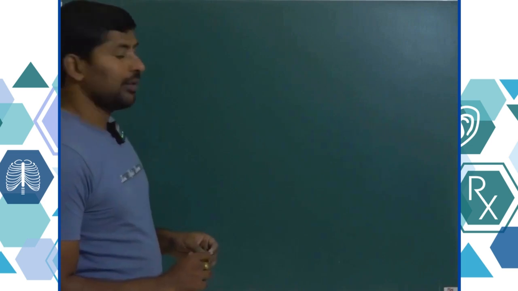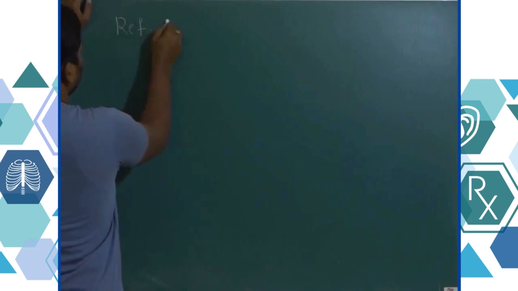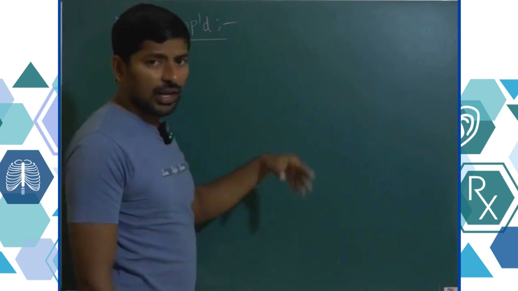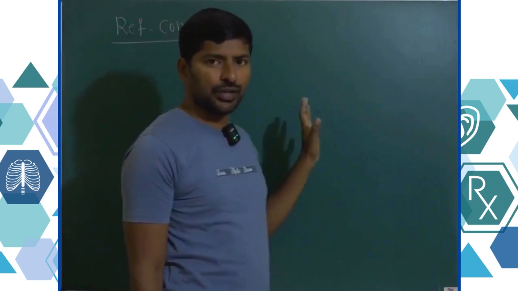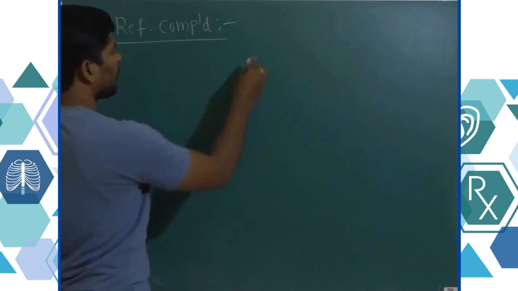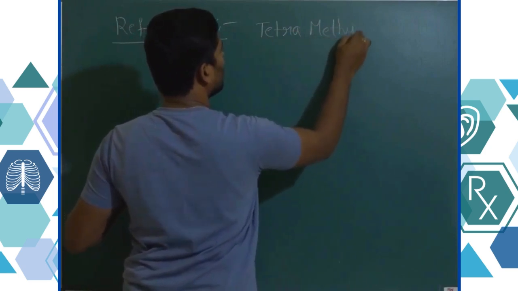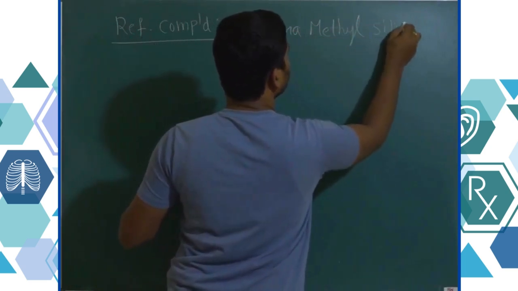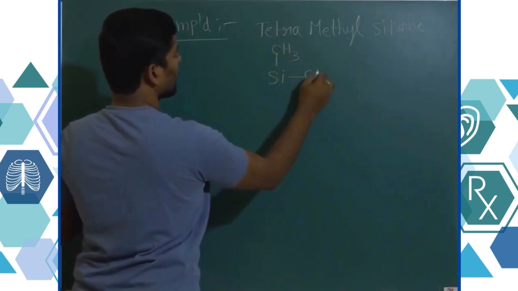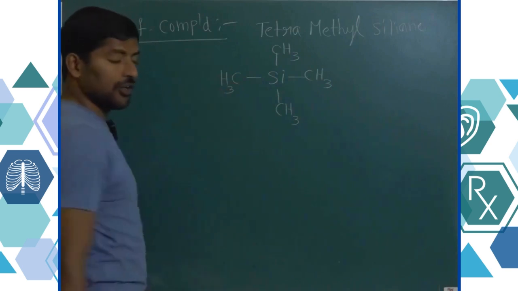Next, what is the generally used reference compound? After this class, I will give some practice questions based on all the spectra. The generally used reference compound in NMR spectra is tetramethylsilane.